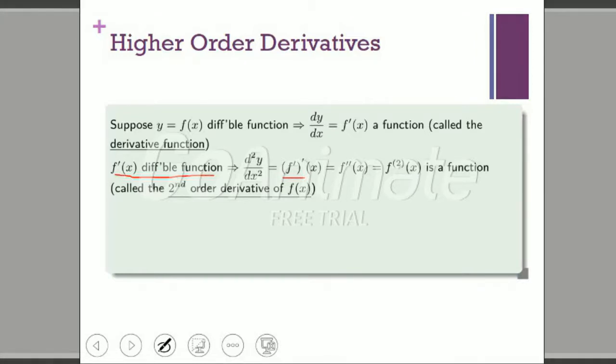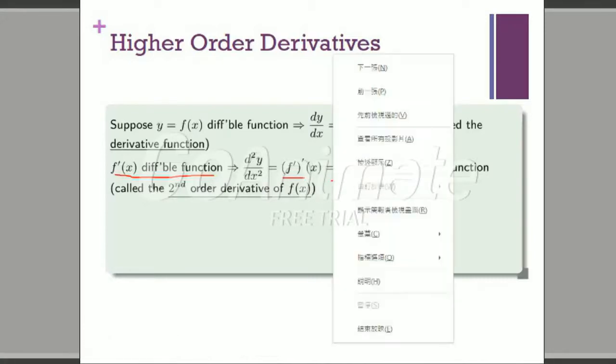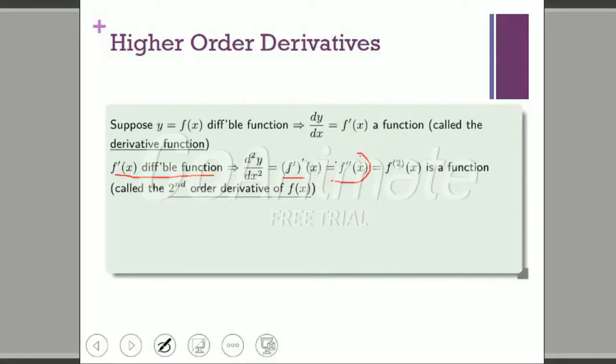And we're going to denote it by f double prime of x, or f superscript 2 of x, or just d squared y over dx squared. So these are all notations for the second derivative, which is the derivative of the derivative function. And similarly, so now this second derivative is itself a function, which is of course called the second derivative.